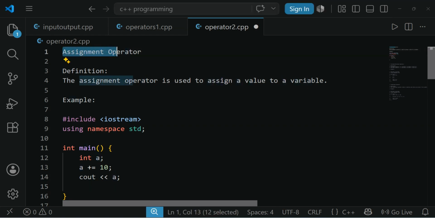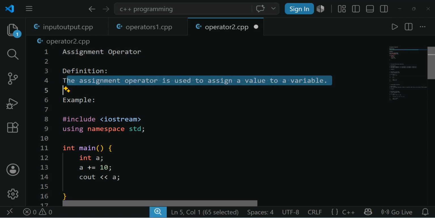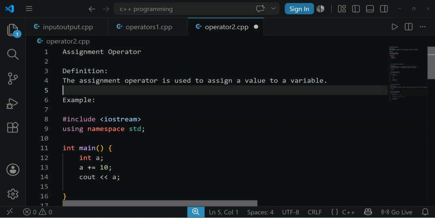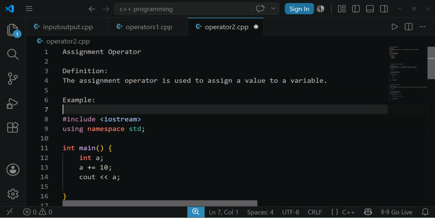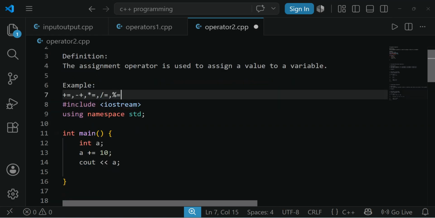Coming to the assignment operator. What is an assignment operator? An assignment operator is an operator used to assign a value to a particular variable. Its purpose is to assign a value for a particular variable. The operators that come under the assignment operators are plus equals to, minus equals to, multiplication equals to, division, as well as percentage equals to. Okay, here you can see an example.